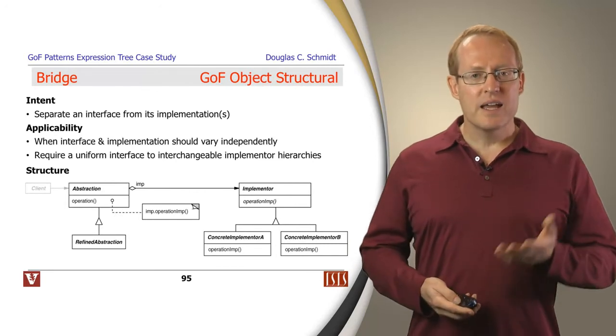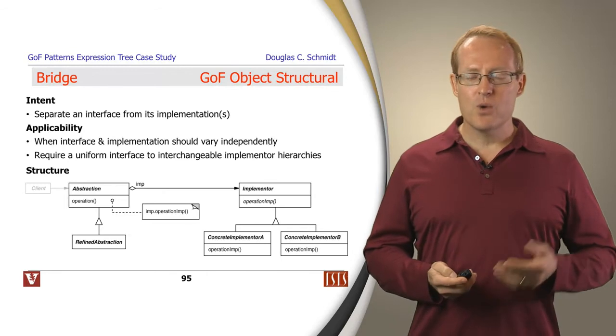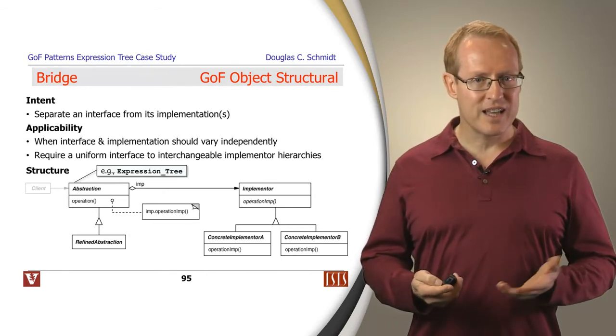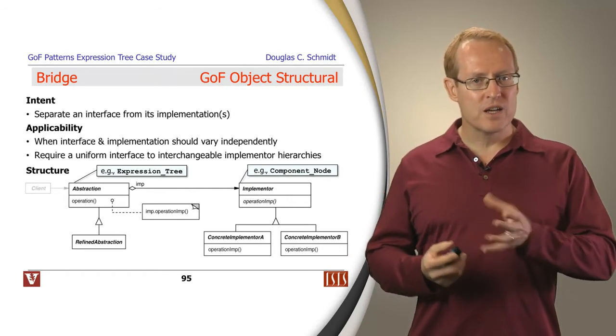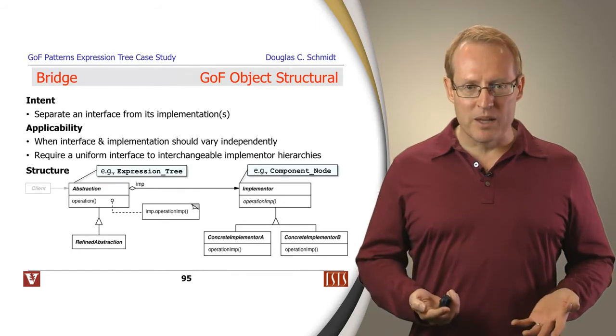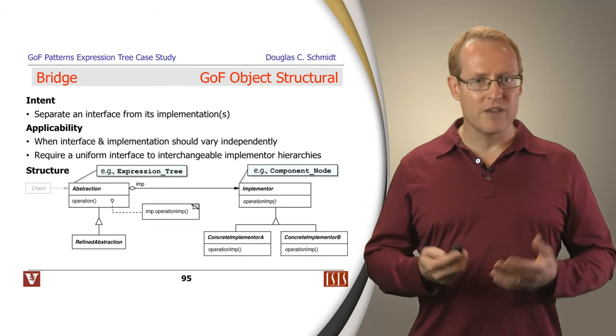The bottom of this slide illustrates the structure of this pattern. You have something called an abstraction, which in our case would be our expression tree class. And then that contains some kind of pointer or reference to the root of a hierarchy that's called the implementer hierarchy. In our case, the component node would be the root of that hierarchy.